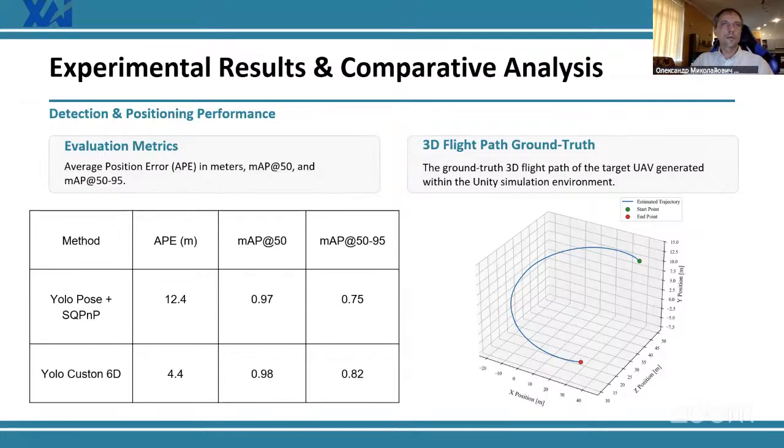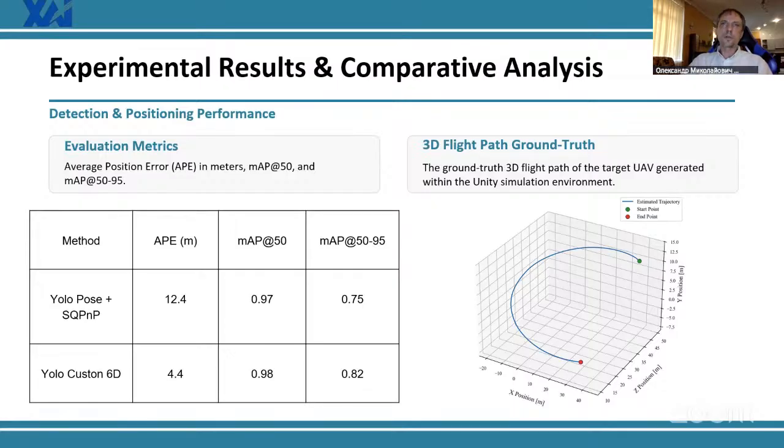Now let's discuss the experimental results comparing the two approaches. On the right side of the slide, you can see a 3D flight path of the target UAV generated in Unity simulation environment, which we used as a test data set. As you can see from the table on the left side, both models demonstrate exceptionally good results in standard detection, achieving very high mAP scores.